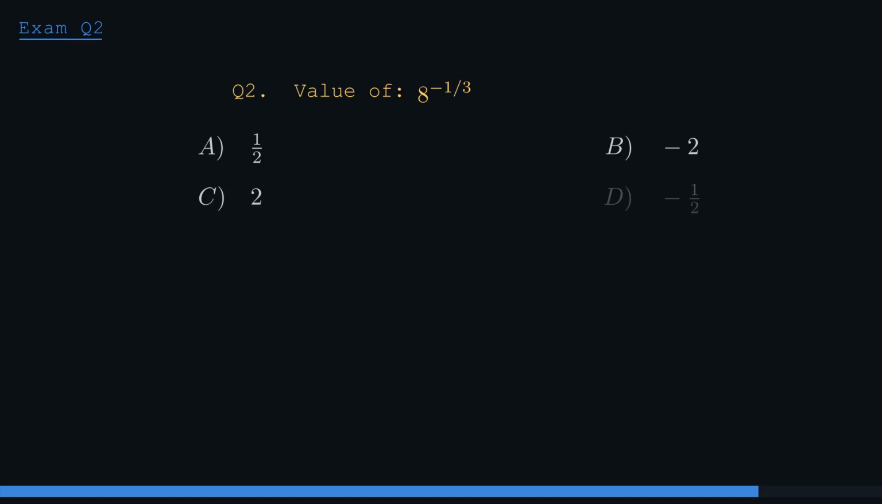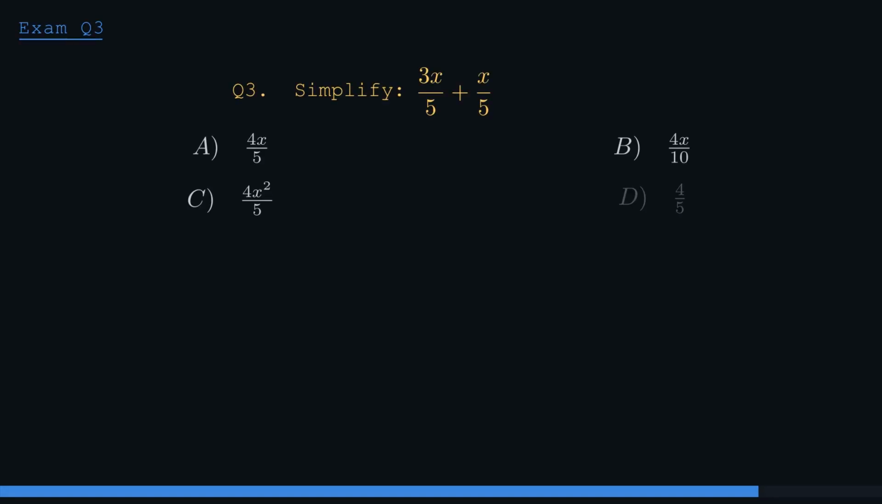Question 2. What is the value of 8 to the power of negative 1/3? Pause and choose your answer. The answer is A, 1/2. 8 to the 1/3 is the cube root of 8, which is 2. The negative index flips it. 1/2.